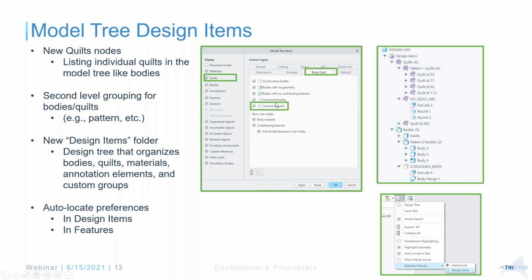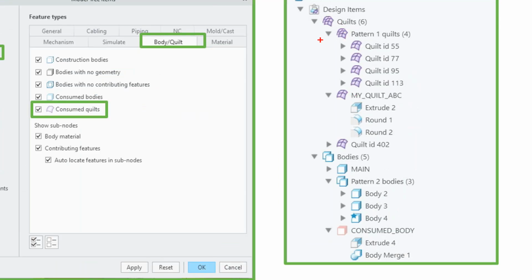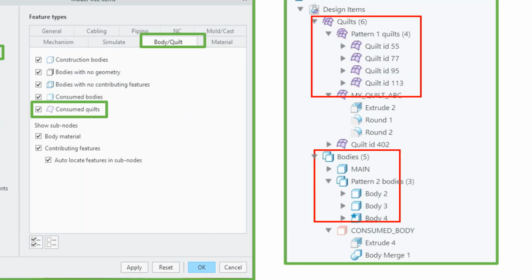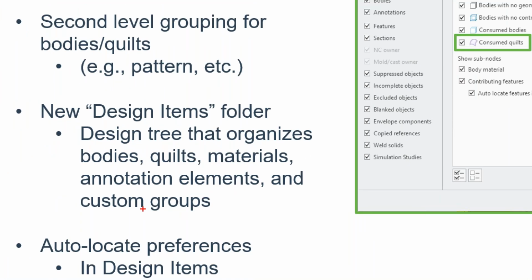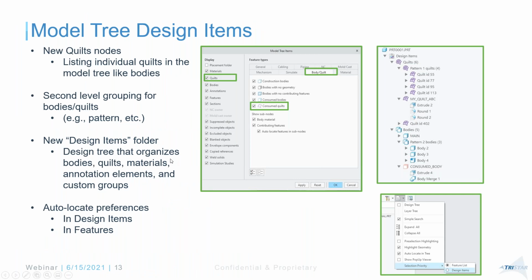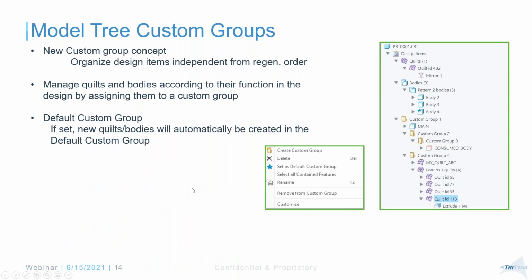I'll show you in a minute here, but this is kind of how your design items tree is going to look like. You have your quilts, you have your bodies, you also have your folders, custom folders that you can create, and typically they would contain these, right? They're going to be containing your materials, your annotation elements, your annotation features essentially, right? Your bodies, your quilts, including folders that you can organize them for. So very, very flexible and very useful.